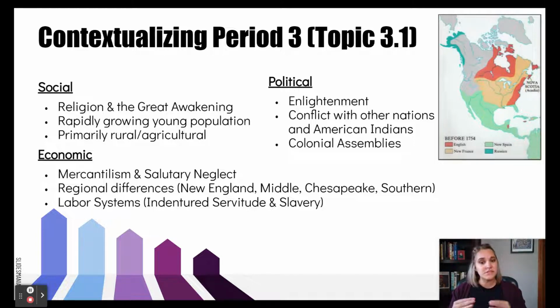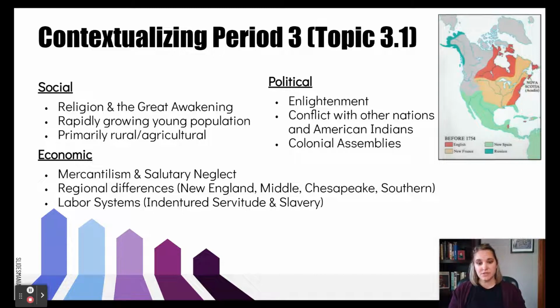Economics. We have mercantilism and salutary neglect from last unit. So this is the economic policy that Britain enforced, or actually did not enforce. But if you remember the Navigation Acts, there were these rules that were to govern the trade between North America and other countries, but they neglected to really enforce them. And that shifts after the French and Indian War.